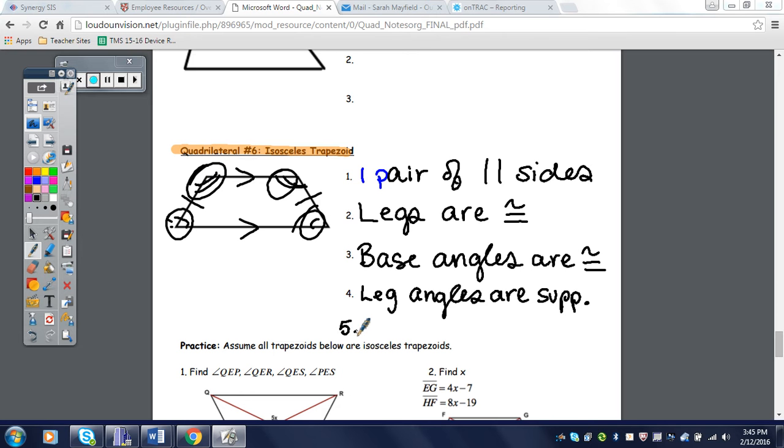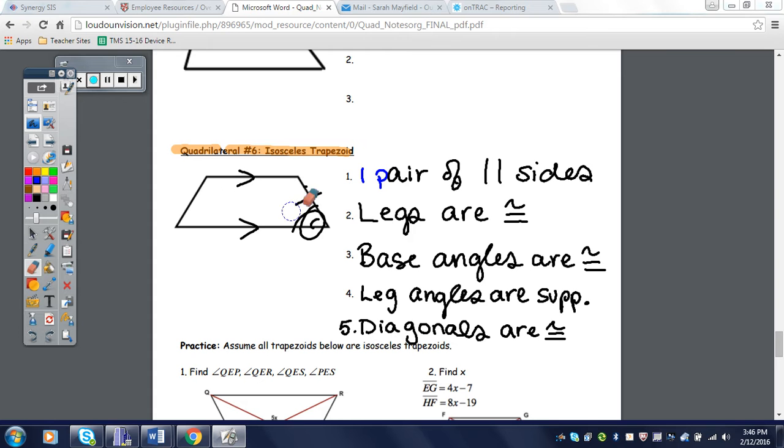There is one last piece of information. Diagonals are congruent, okay? So if I erase all this stuff so I can show you what the diagonals look like, here, and here. Notice my diagonals don't bisect each other. This does not look like it's congruent to this. The only piece that's huge about diagonals is that they're congruent with an isosceles trapezoid, okay?